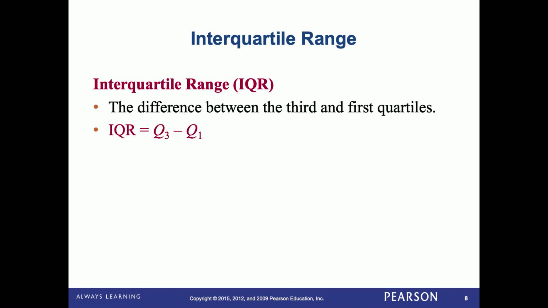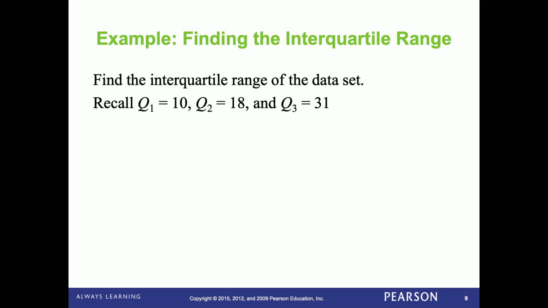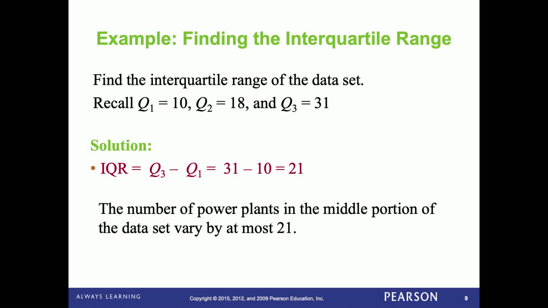It's Q3 minus Q1. In our example, quartile 1 is 10, quartile 2 is 18, quartile 3 is 31, so it's 31 minus 10, or 21. The number of power plants in the middle portion of the data, about 50%, at most are 21.